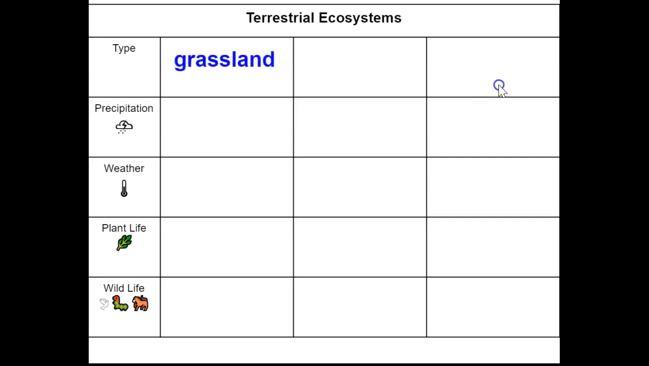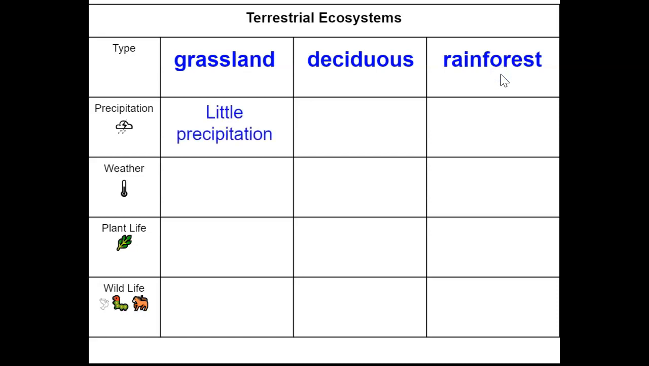We have three types that we're going to be looking at a lot in 5th grade, and those are grassland, deciduous forest, and rainforest. All right, let's start with our grassland. So our grassland has very little precipitation. We can think about grasslands as maybe in the Midwest or in the savanna in Africa. There's very little precipitation there, and it has normally a hot summer and a cold winter, kind of those two different extremes.